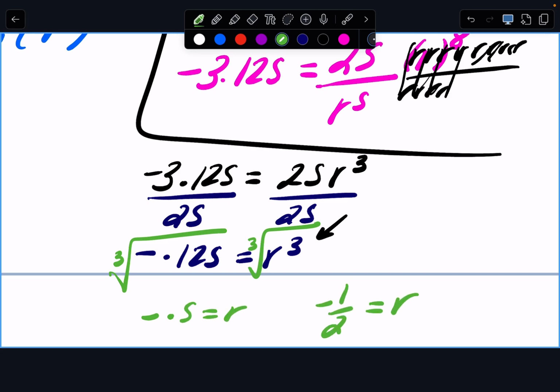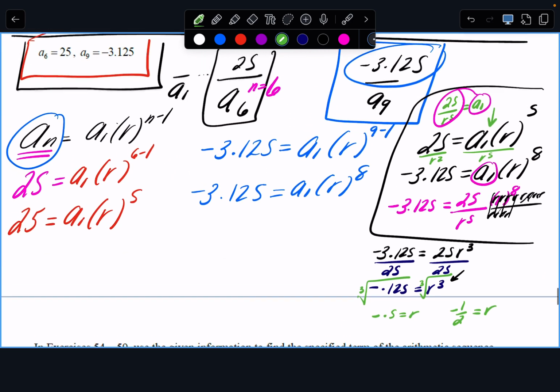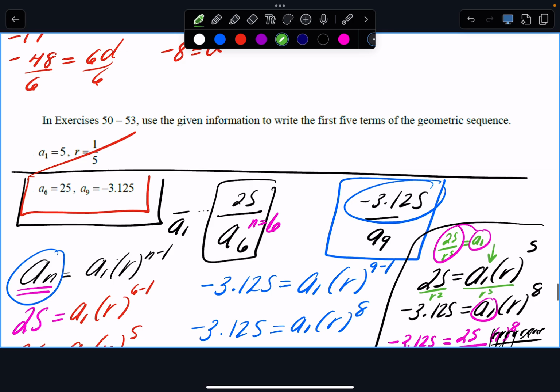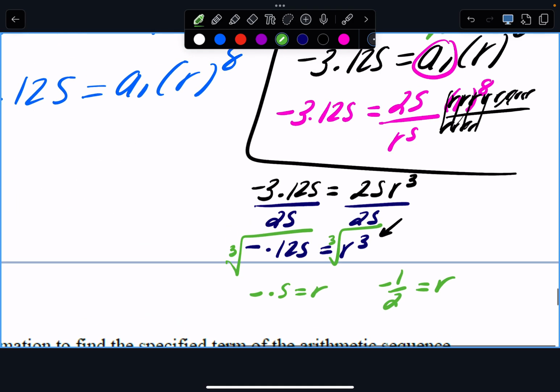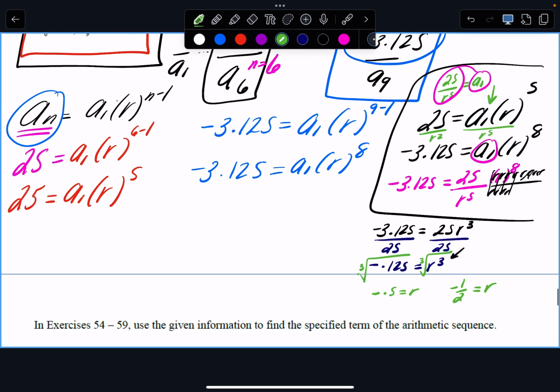Isn't that just like negative 1/2 equals r? You could use the decimal or fraction. It doesn't matter. Now that we know r, what were we trying to find? The first 5 terms. Okay, now that we know r, we need a sub 1. So let's plug it into one or the other equations. So I'm going to go 25 equals a sub 1 times negative 1/2 to the 5th. Most of you would probably do it this way: 25 equals a sub 1 times negative 1 over 32.